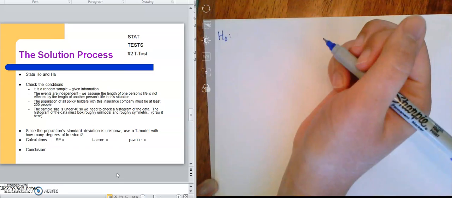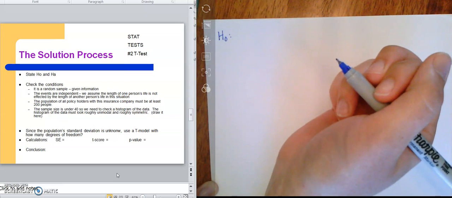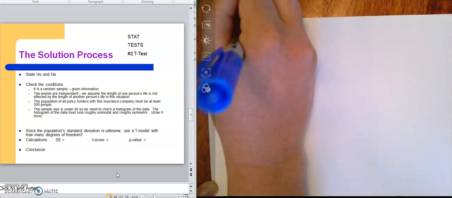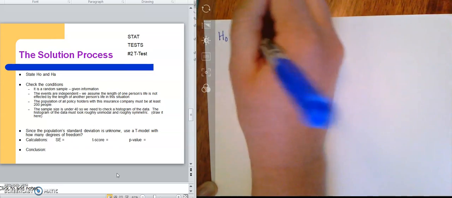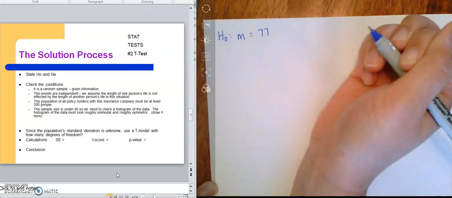So we have been using P because we've been doing sample proportions. We are now doing sample means. Any guess on what the letter is? M is correct. So our mean is a 77-year lifespan.